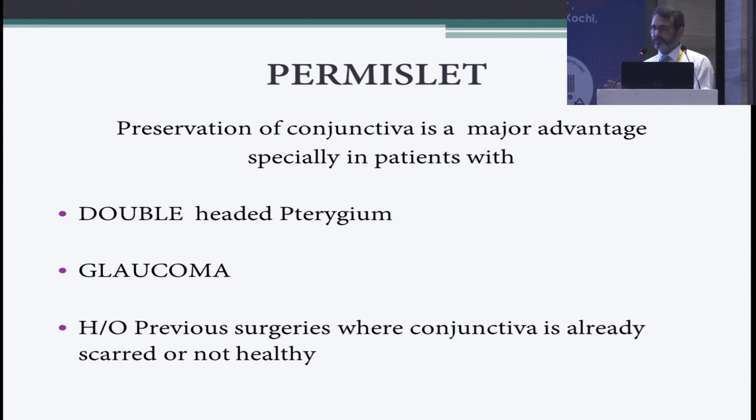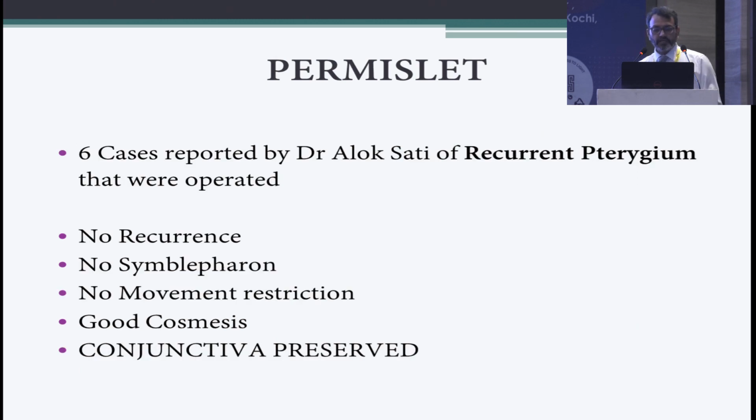We dissect a large area of Tenon's, as was discussed in the perfect technique, and conjunctiva also from that area. Then we use amniotic membrane graft, fix it there with fibrin glue, and use limbal stem cells. Till now Dr. Alok Sati has reported 6 cases of recurrent pterygium. He has done this technique in all the recurrent cases, and he found no recurrence, no symblepharon, no movement restriction, very good cosmesis, and the most important thing was that the conjunctiva was also preserved.